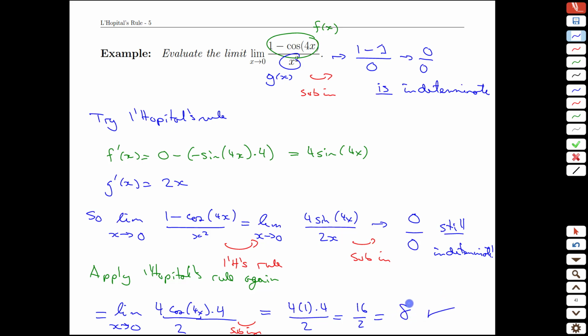And that gives us a final value that is finite, so we just work our way back up the chain, and that means our original function, 1 minus cos 4x over x squared, its limit is going to be 8, something that's not at all obvious from the original functions we were working with, but something that we are able to find through, in this case here, 2 applications of L'Hopital's rule.